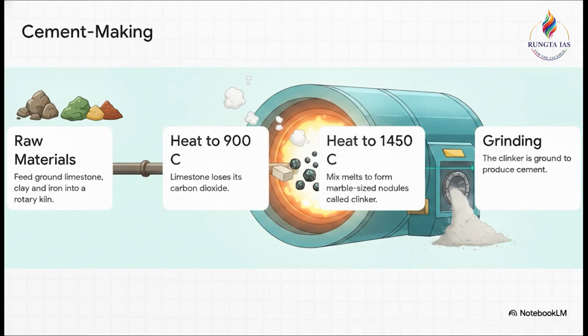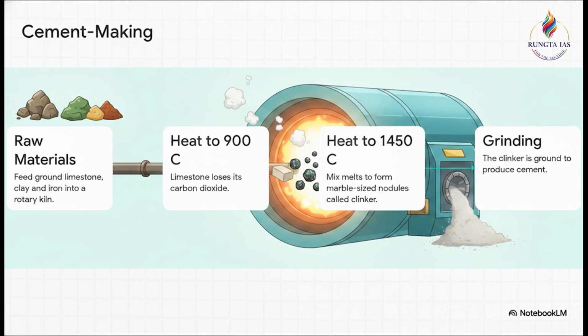Let's quickly walk through the exact steps of that cement-making process. First, you feed finely ground raw materials, so things like limestone, clay, and iron, right into that rotary kiln. Then, as it heats up to 900 degrees Celsius, a critical chemical change happens. The limestone actually loses its carbon dioxide. Next, the heat gets pushed all the way up to 1450 degrees Celsius, where the mix partly melts to form these marble-sized nodules, which are called clinker. Finally, that clinker is ground down to produce the final cement.